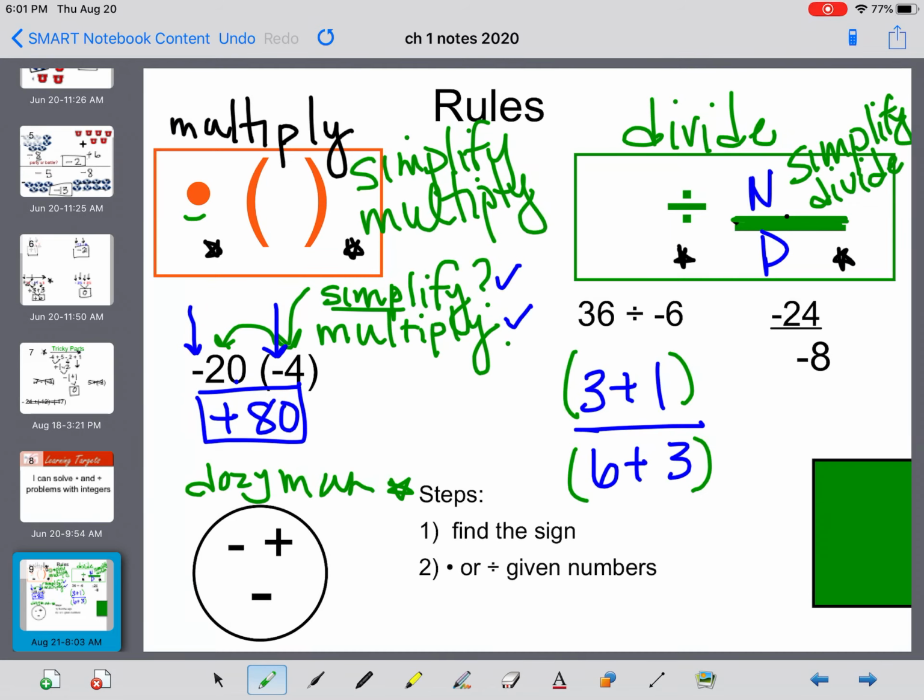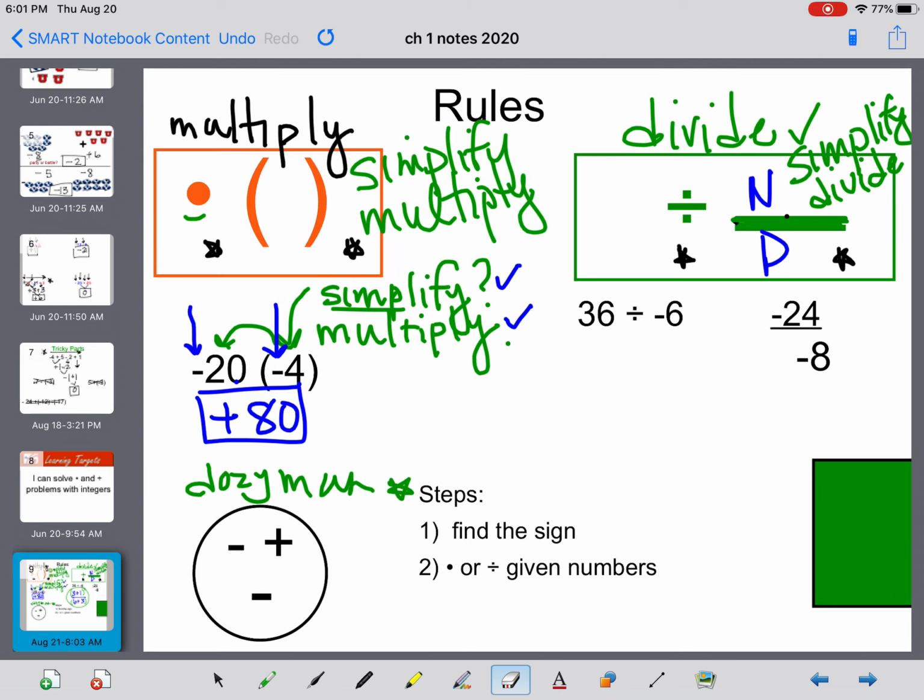The fraction bar is a grouping symbol that groups numbers into a numerator and a denominator. And so we always have to check to see if there's anything that I need to simplify in the numerator or the denominator. So if you have a problem that looks like this, you would have to do some simplifying first before you could do the dividing. All right, but in this case, let's just do something really simple. Let's just do some dividing.